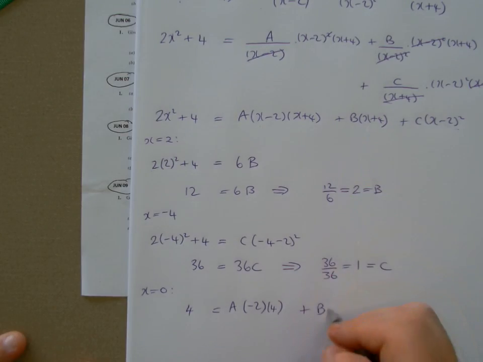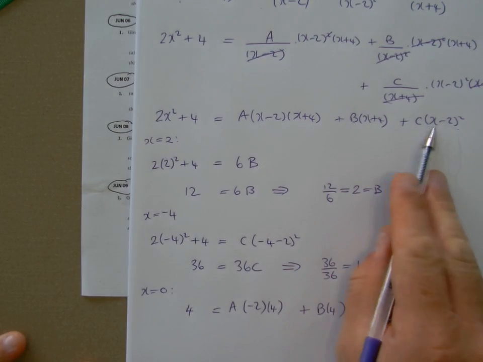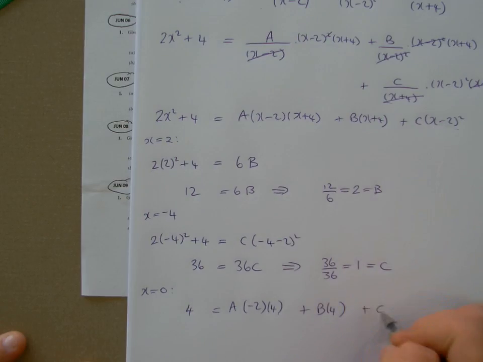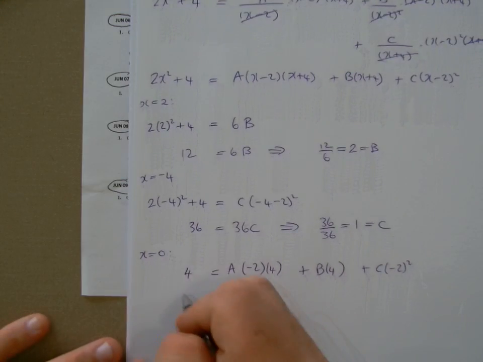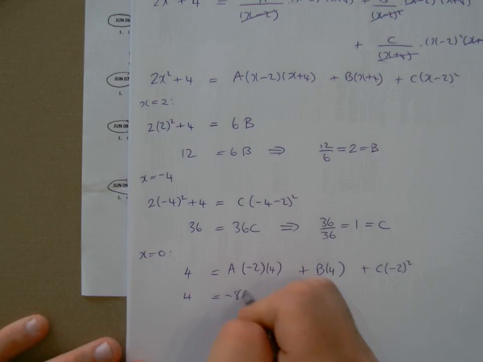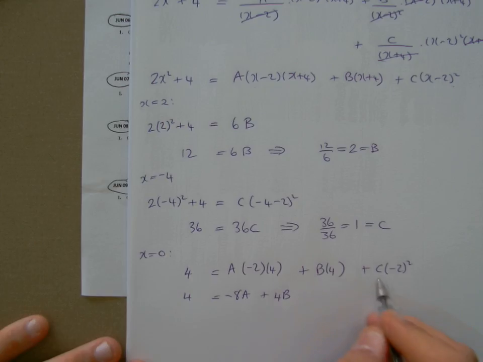Put 0 in there. 0 plus 4 is 4. Put 0 in there, it will be 0 minus 2, which is minus 2 all squared. So you get 4 equals, well, minus 2 times 4 is minus 8, so it'll be minus 8a, 4b, and then this will be 4 when you square it, c.